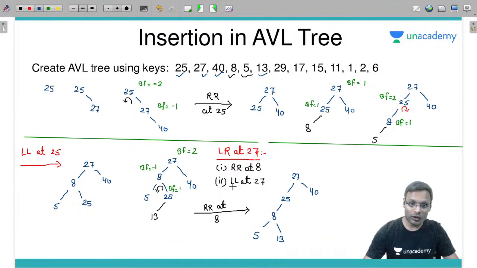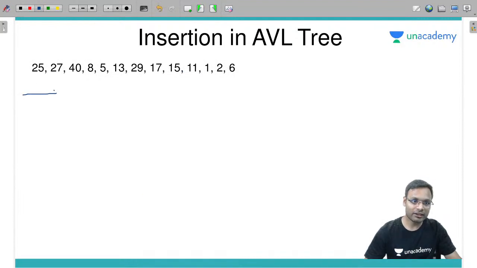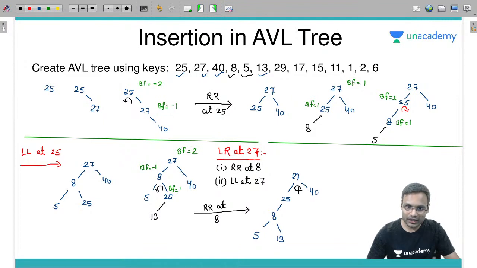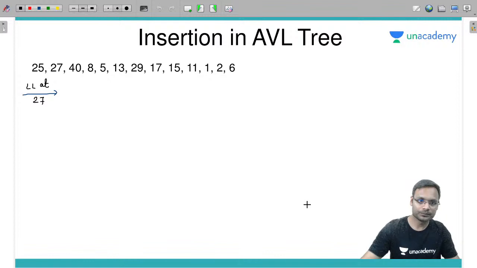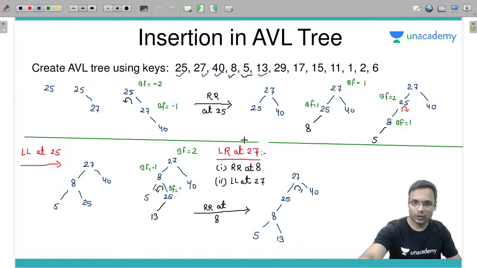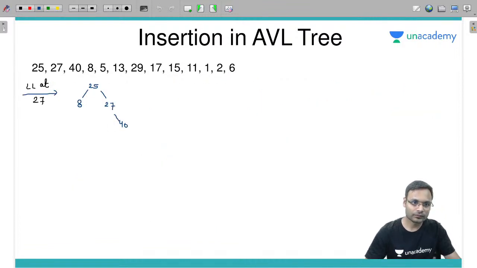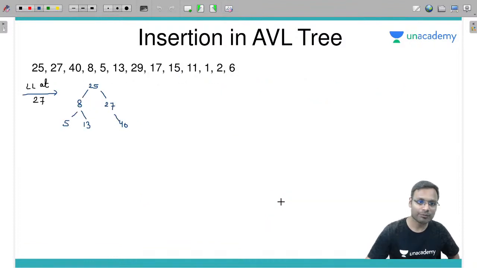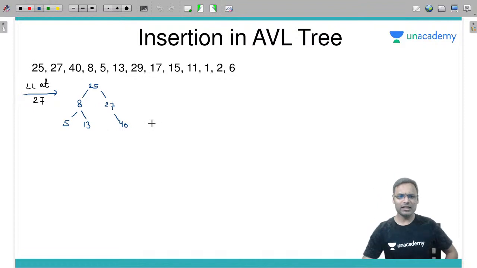One more remaining, which is LL at 27. Let's do LL at 27. When we do LL at 27, it means single right rotation like this way. 25 will become root. Its right will be 27. Its right will be 40. 25's left as it is: 8, 5 and 13. If anything were in the right of 25 greater than 25, it would come in the left of 27 here. But nothing is there. So this is the tree.